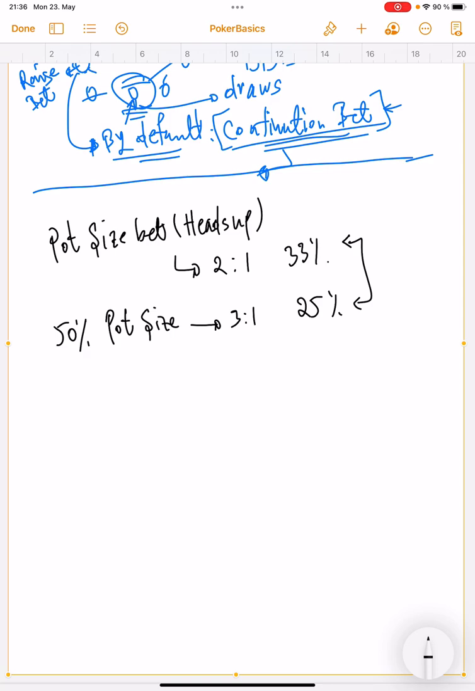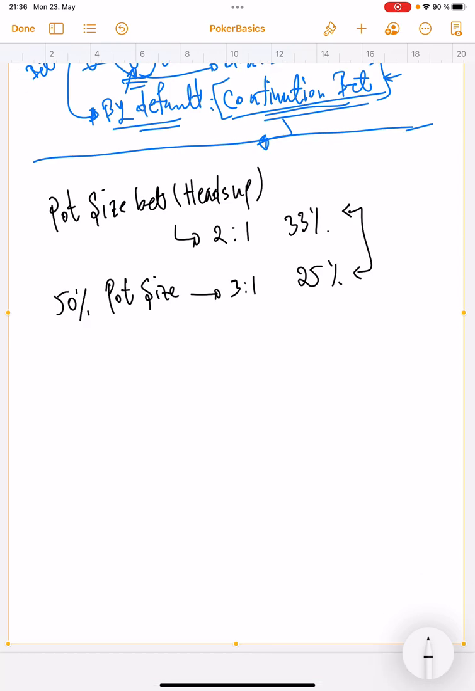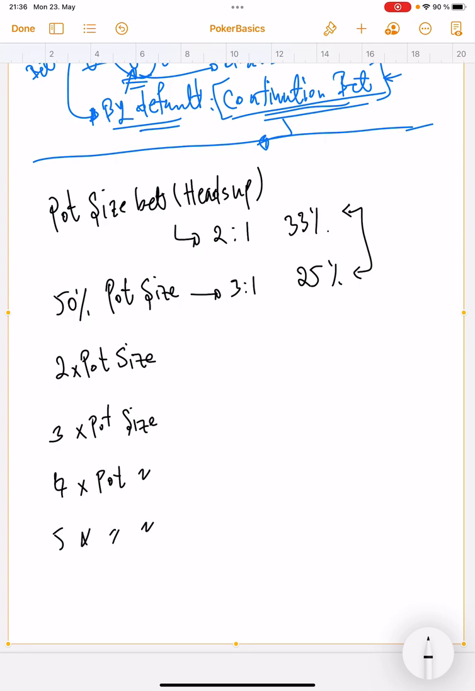But today we want to talk about over pot size, because this might also happen when people are shoving in, when we are saying all in, or when people are just betting more than the pot size. So we're going to discuss this one also. We go with 2 times pot size, and the scenario of 3 times pot size we're going to take a look at as well. Then 4 times pot size, and I'll just make it 5 times pot size, something like that.